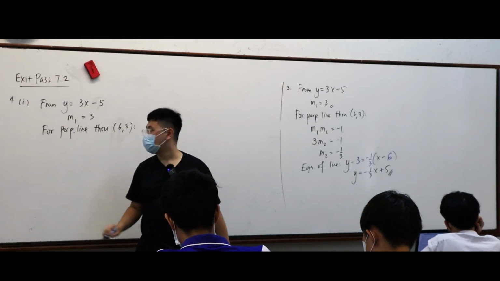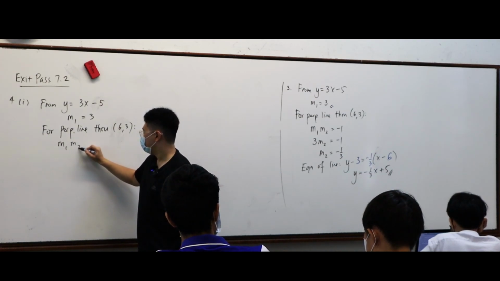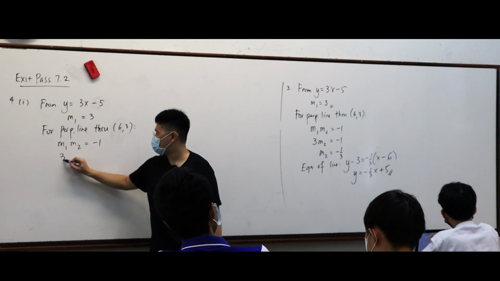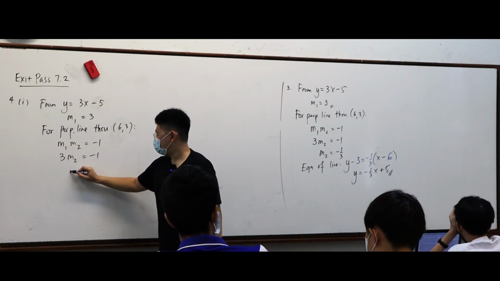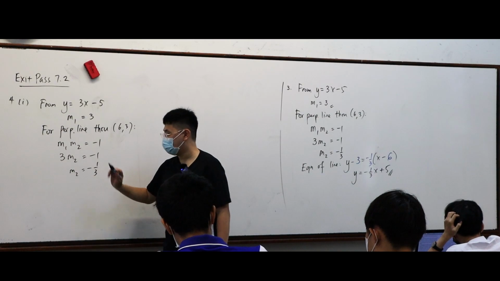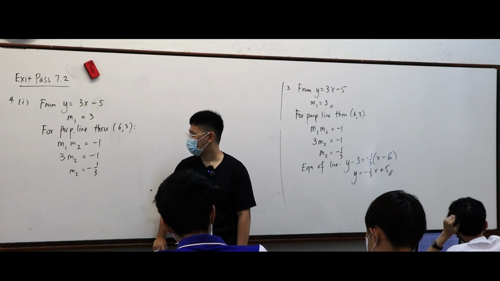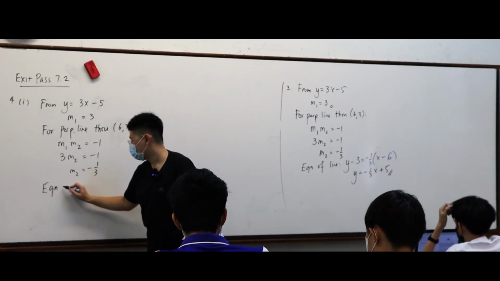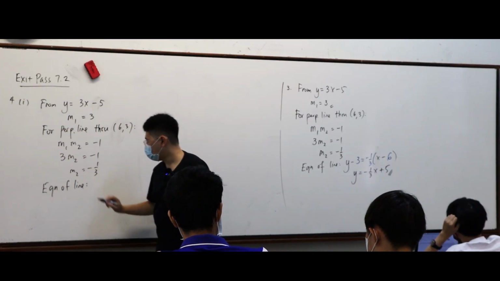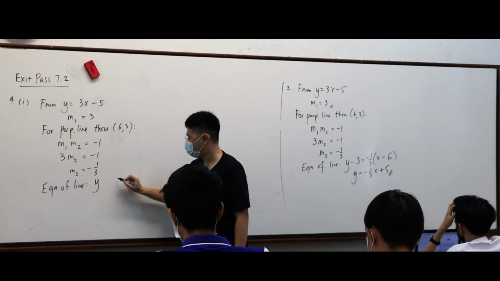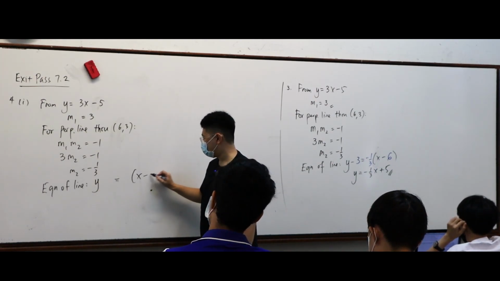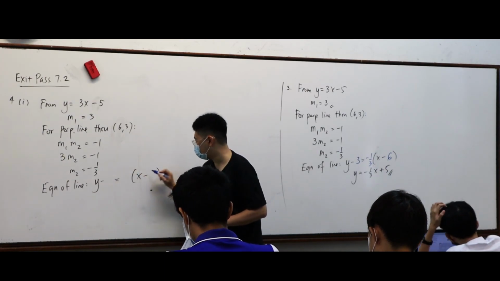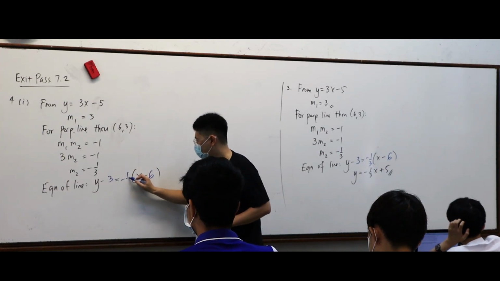Okay, let's find the gradient over here. So gradient, okay, so m1 times m2 is -1. So the first one is 3, which means the second one will be -1/3. Okay, and because of that, the equation of the line is going to be y minus y1 equals m times x minus x1. So we need the point 6 and 3 over here. So x is 6, y is 3. Okay.